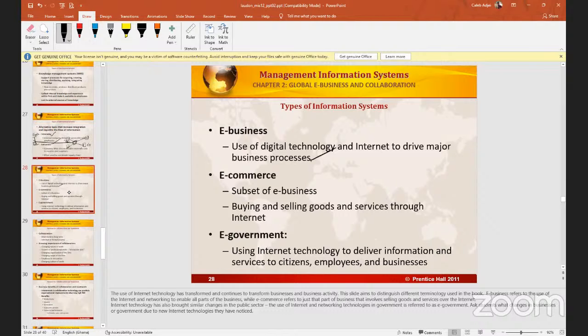Then we have what we call e-government. Please, I don't want to hear anybody talking about e-levy because that's not what we are learning here. So e-government is using internet technology to drive information services to citizens, employees, and businesses. Using internet technology to deliver information and services to citizens, okay? So the government of Ghana sitting at the Flagstaff House, if they want to send a message to all Ghanaians, it's just a matter of sending a message through either mail or through phone number or whatever, okay? So using internet technology to deliver information and services to citizens, employees, and businesses.